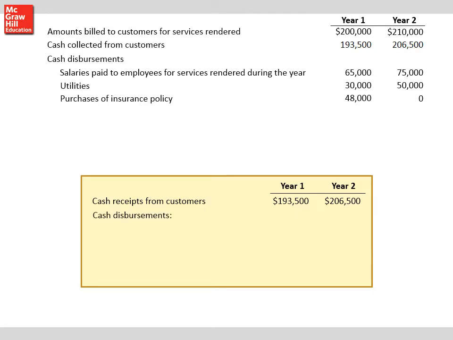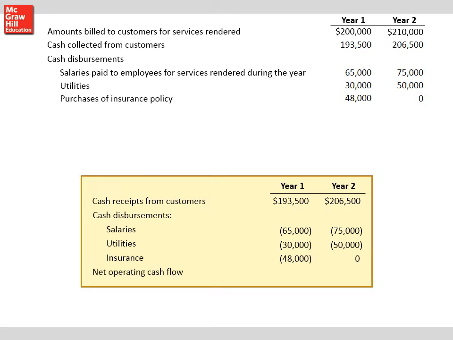Cash disbursements for year 1, $65,000. Salaries paid to employees for services rendered. For year 2 then, $75,000. Year 1 utilities would be $30,000 cash paid and $50,000 for year 2. And finally, the insurance policy, $48,000 for year 1 and $0 for year 2. We're just focused on cash that we collected and cash we paid out.